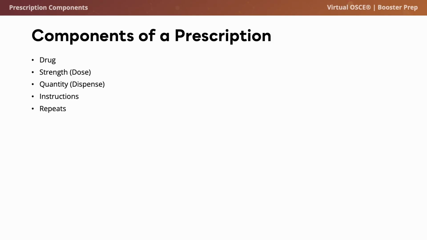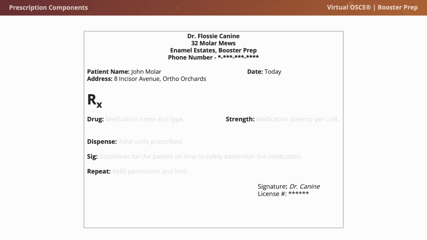As well, there is also repeats, and so this section indicates whether or not the patient is permitted to refill the prescription and how many times. And so each one of these components are really important in ensuring that the prescription is accurate and safe for the patient, as well as effective for whatever treatment that you're rendering. So this is what the format of the prescription is going to look like. And so the components in bold are going to be the ones that you're going to be filling out as part of the virtual OSCE.